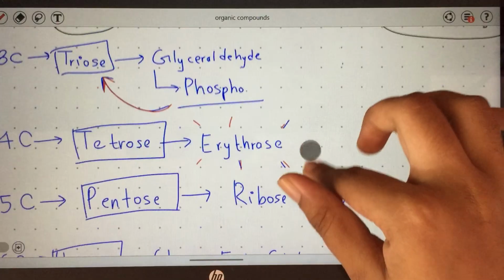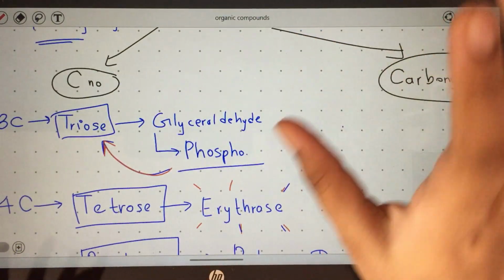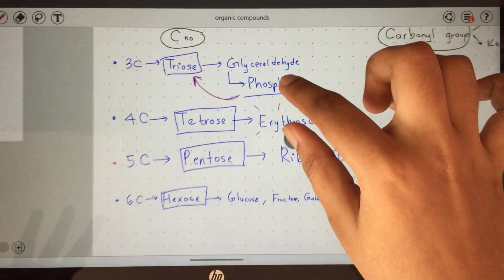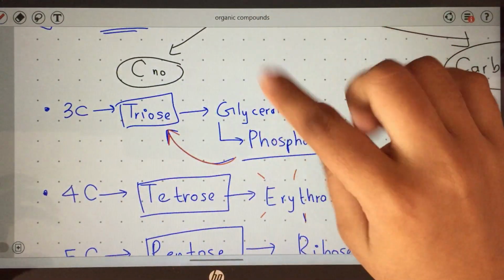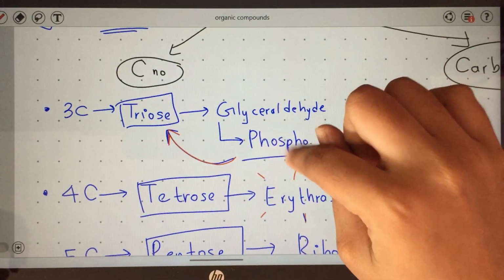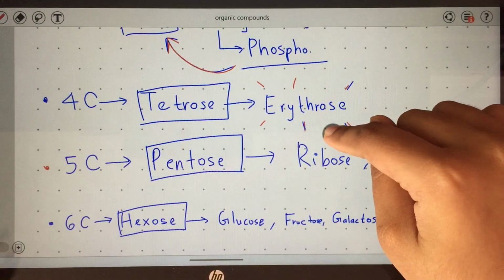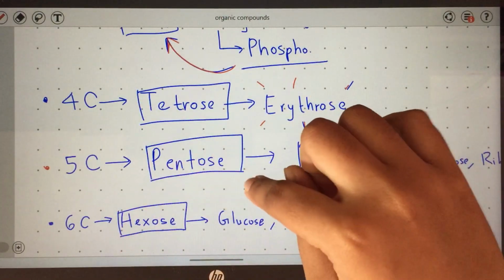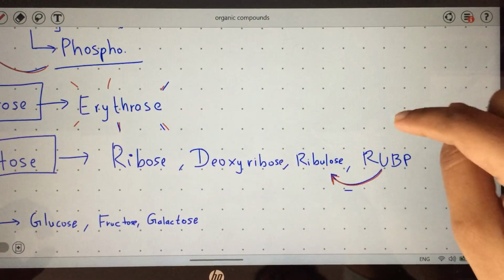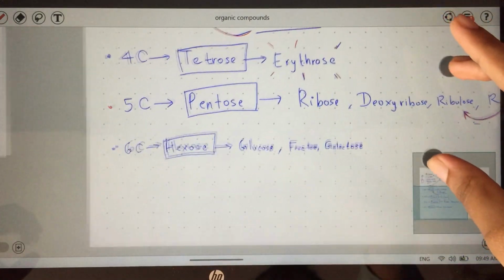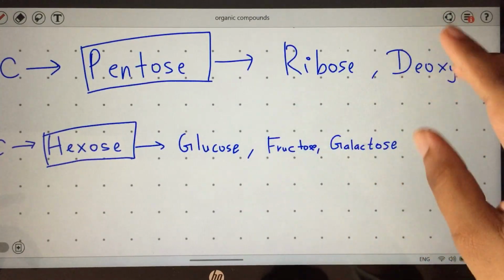Based on the carbon number, 3 to 7 carbon is the maximum that can be there in a monosaccharide, but in our book only up to 6 carbon is given. So 3 carbon is triose, for example glyceraldehyde and phosphoglyceraldehyde, which is a derivative of triose. 4 carbon is tetrose, example erythrose, which is rare in nature. 5-carbon is pentose, example ribose, deoxyribose, ribulose and RUBP, which is a derivative of ribulose. Then you have 6-carbon hexose, with 3 examples: glucose, fructose and galactose.